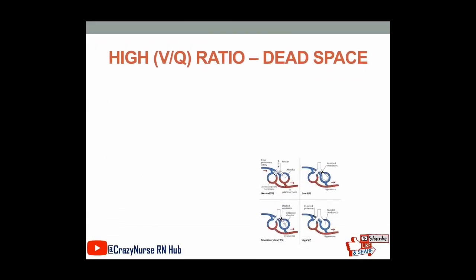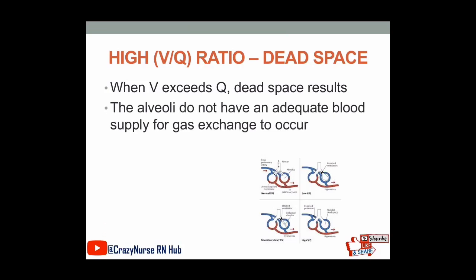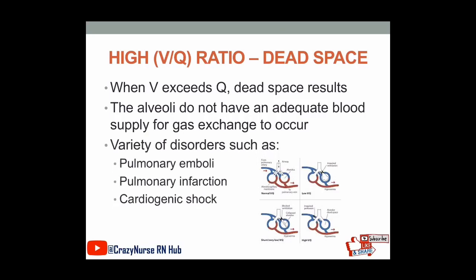We also have your high VQ ratio, or we call that dead space. When ventilation exceeds perfusion, dead space results. The alveoli do not have an adequate blood supply for gas exchange to occur. So it is seen in a variety of disorders such as pulmonary emboli, pulmonary infarction, and cardiogenic shock. So that means the problem in your high ventilation perfusion ratio is that there is insufficient blood supply for gas exchange to happen.